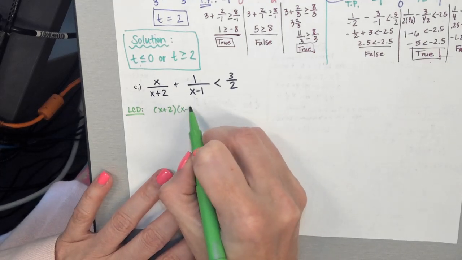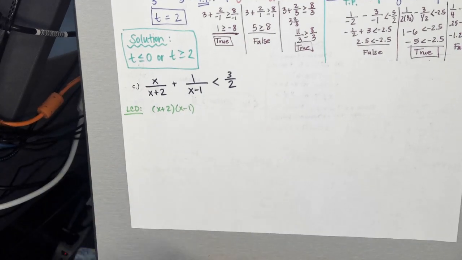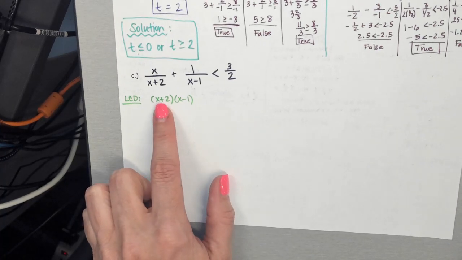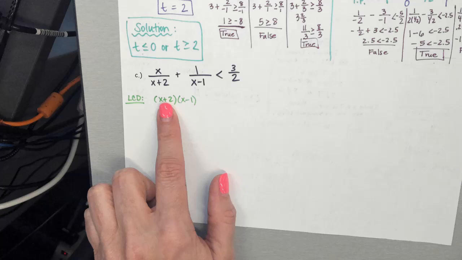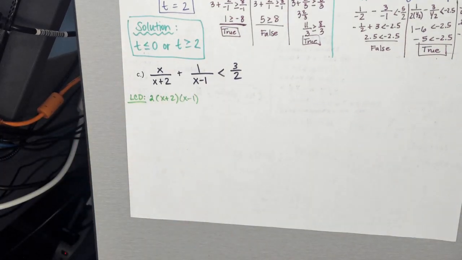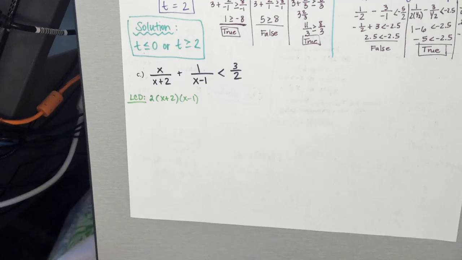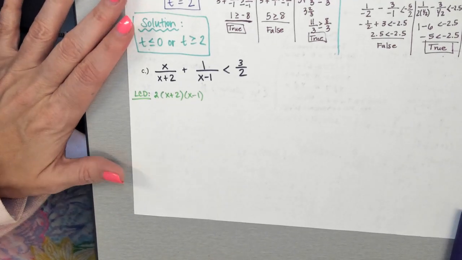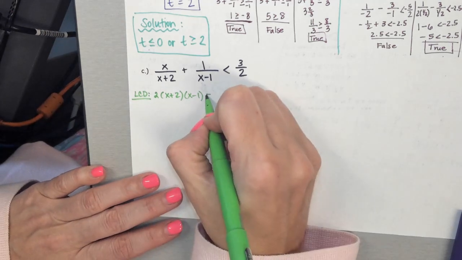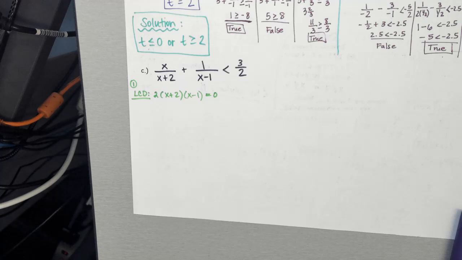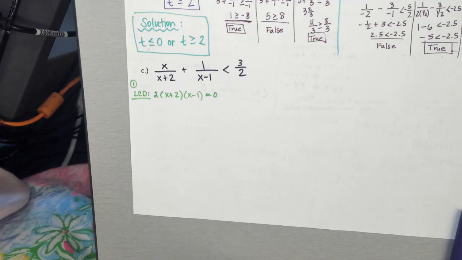X minus 1. Now this is the tricky part, because some of us are going to think, oh, I have 2 here. But remember, this is x plus 2, so that's different. So the 2 also has to be a part of the LCD. That's going to go in front. Okay? That's not going to make a difference for whether or not you get your values in step 1, but it is going to make a difference if you don't multiply by that in step 2.